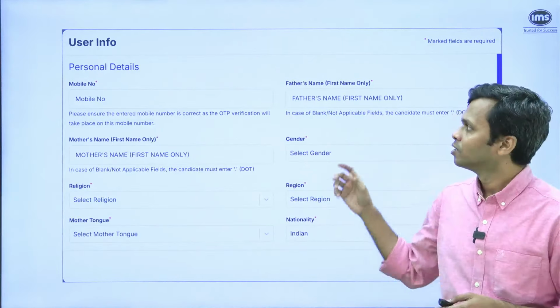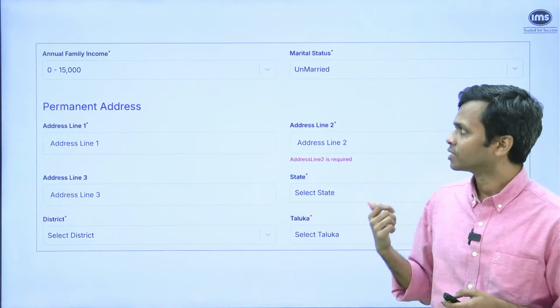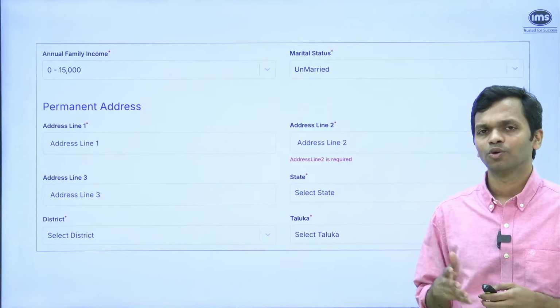Okay, so I'll show you where exactly it will appear in your form. But whatever you enter here, be very careful about that. Don't make any mistakes. Then they have the question on annual family income, and there's a question on marital status. After that, there's a question on permanent address.